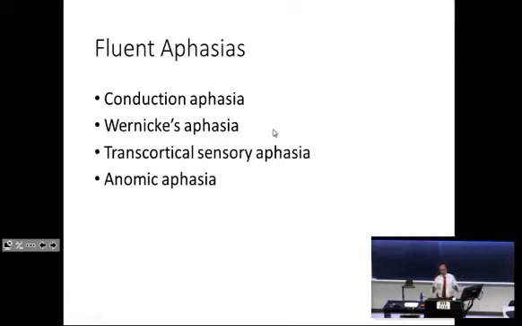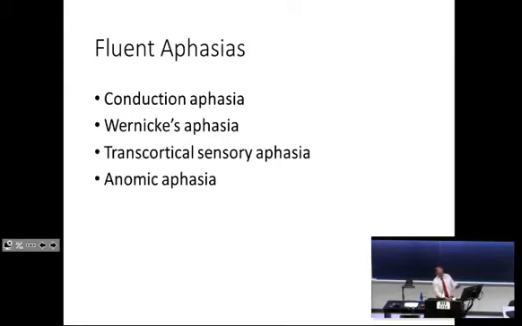Okay. Aphasias can be broken down into different categories. One way of doing it is looking at aphasias that are fluent and aphasias that are non-fluent. What is a fluent aphasia? A fluent aphasia is an aphasia where somebody speaks at a normal or increased rate. A non-fluent aphasia is when they're speaking at a reduced rate. Okay, it's as simple as that.